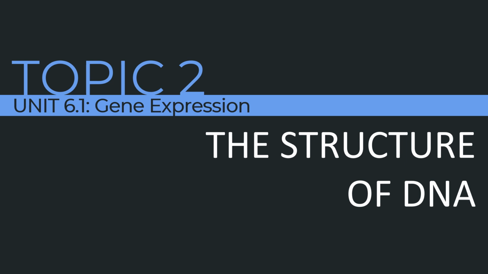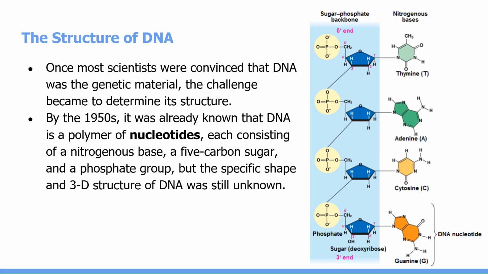Now, diving into Topic 2, the structure of DNA. So, we went over the structure of DNA during the first unit. Most scientists were convinced that DNA was genetic material by the 1950s, and it is known that DNA is a polymer of nucleotides, which again consists of a nitrogenous base, a 5-carbon sugar, and a phosphate group. And the 3D structure was still unknown at that time, and we'll cover a little history.